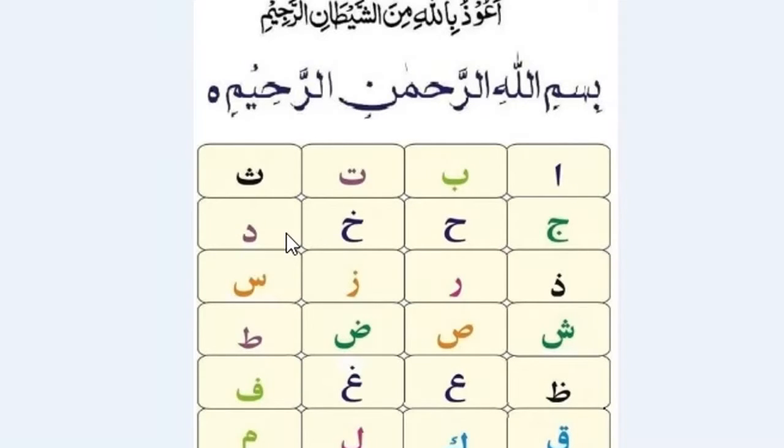Dal originates with the tip of the tongue touching the gums of the upper two front teeth. Zal originates with the tip of the tongue touching the edge of the upper two front teeth. Ra originates when the edge of the tongue touches the gums of the lateral and central incisors.